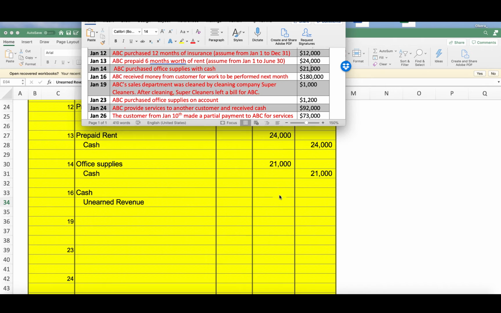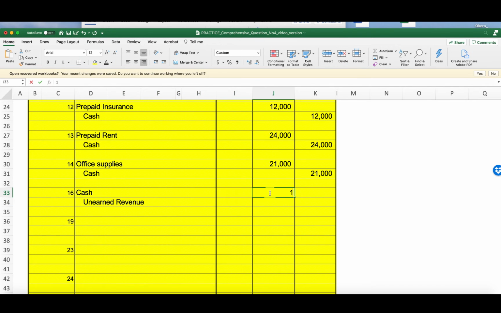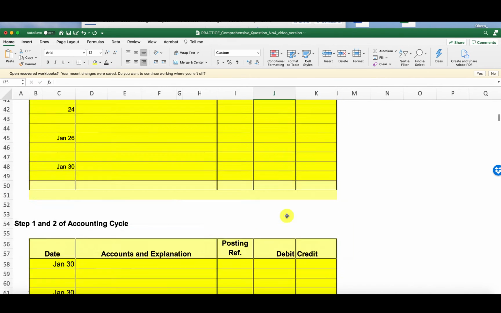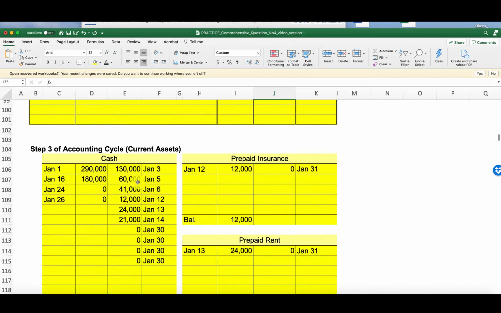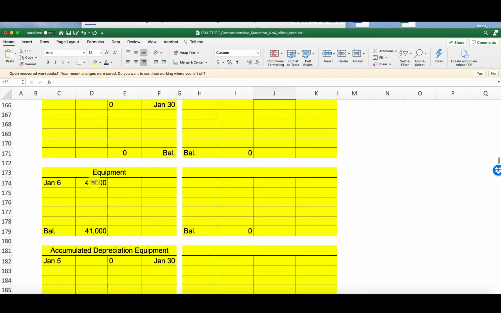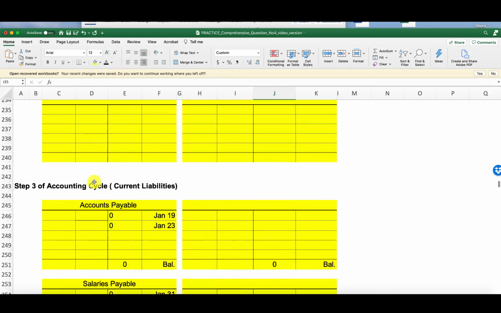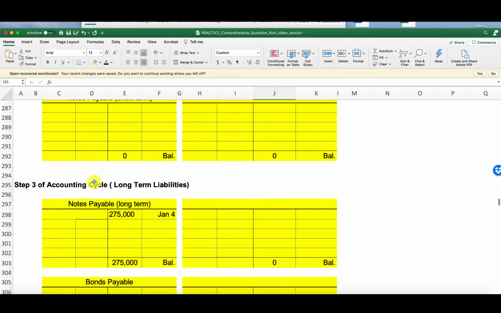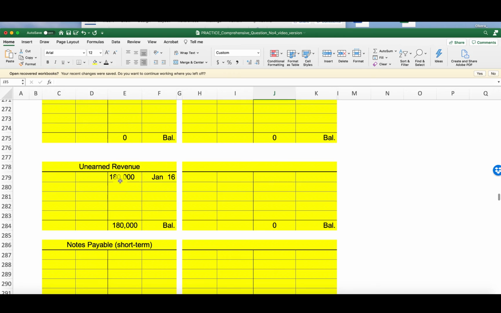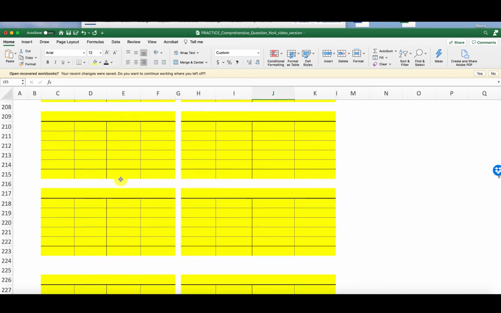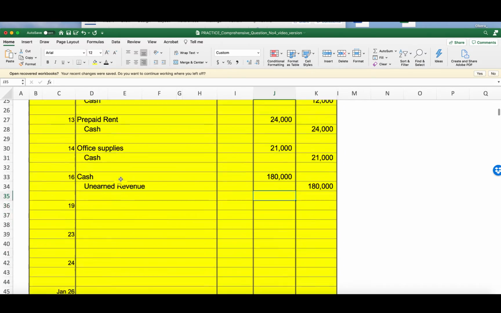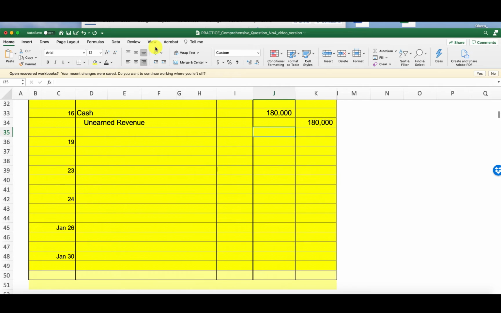$180,000. So I'm going to put in 180,000 here, and 180,000 here. And then I go down first to cash. Here's my debit for 180,000. And then I'm going to go to unearned revenue, which is a liability. And here is my unearned revenue account, a credit for 180,000. All right, so it's just repeating the same steps over and over. You do the journal entry and then you go post it to the ledger.